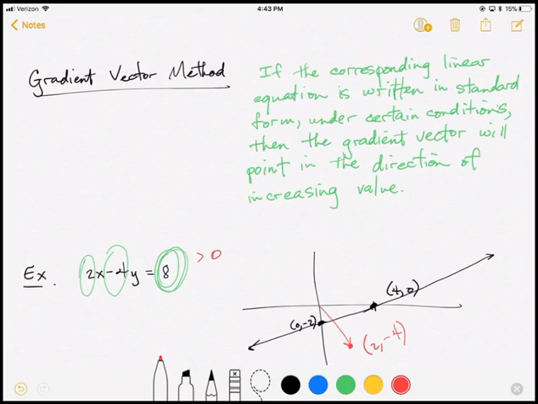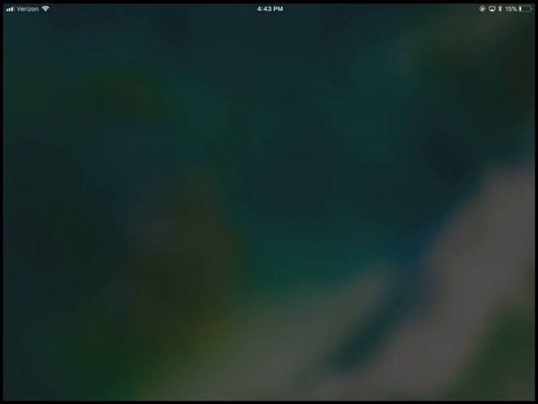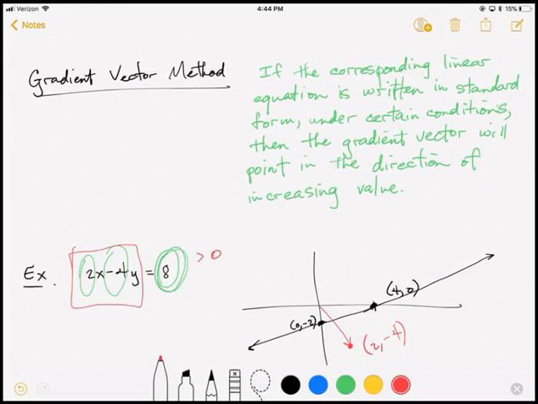Now that we have the gradient vector drawn, what it tells us, and that's what the method says, is that in the direction of that vector, the values of the expression are going to increase. And by expression, I'm talking about the left-hand side, 2x minus 4y. Think of that left-hand side as being one expression, assigned a value. The value in this case would be 8 for that line.